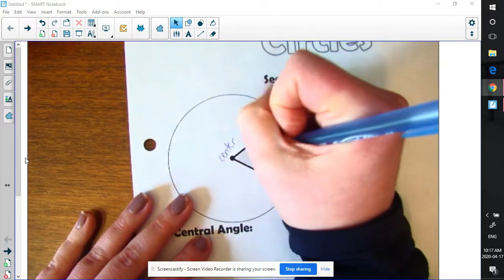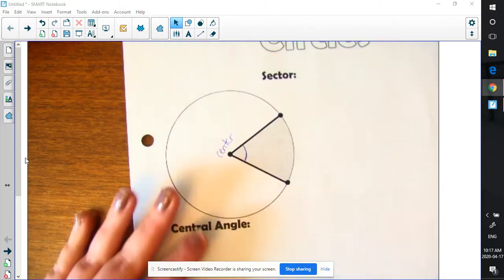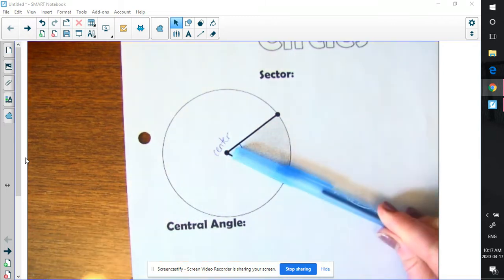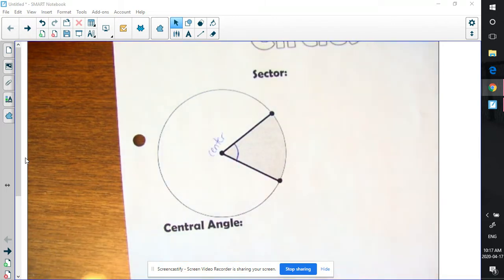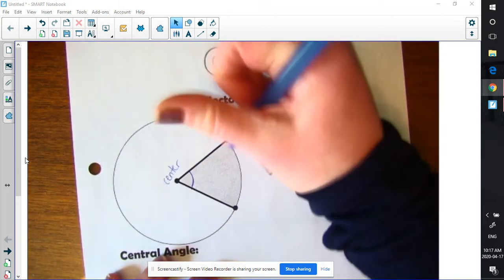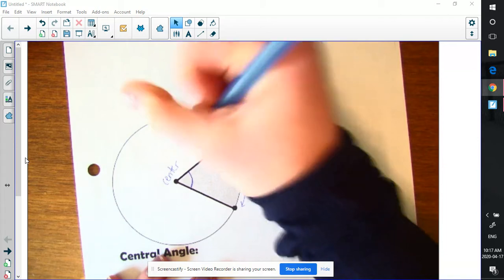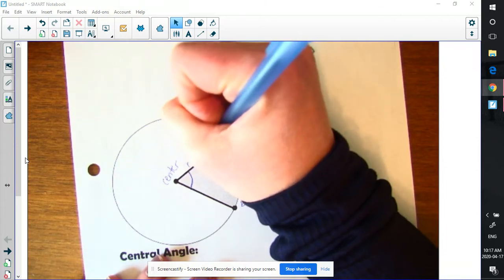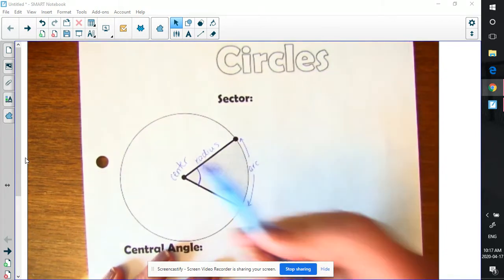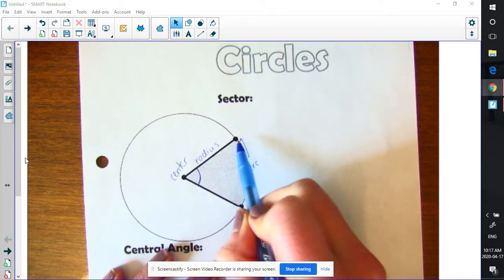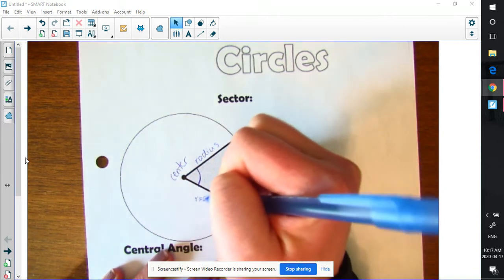Now, this also forms an angle. So if I were to take out a protractor and measure this angle, I would be able to. So this is my arc. This is a radius. Remember, a radius just goes from the center to the edge of a circle. And this is also a radius.